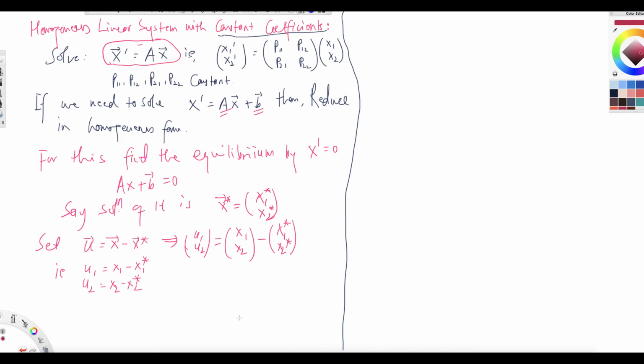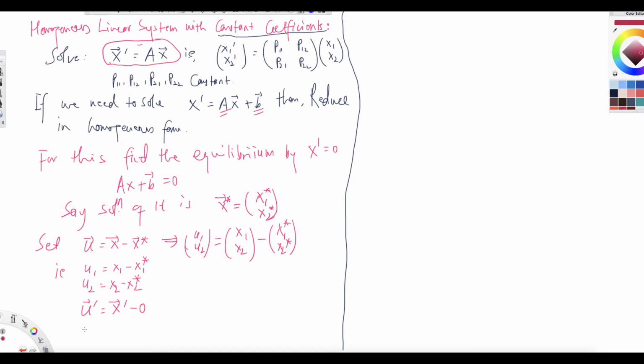So what do I get then? This x star is a constant, right? This is the equilibrium point, a constant value. So what is u prime? Vector u prime will be vector x prime minus 0, because the derivative of x star is 0.